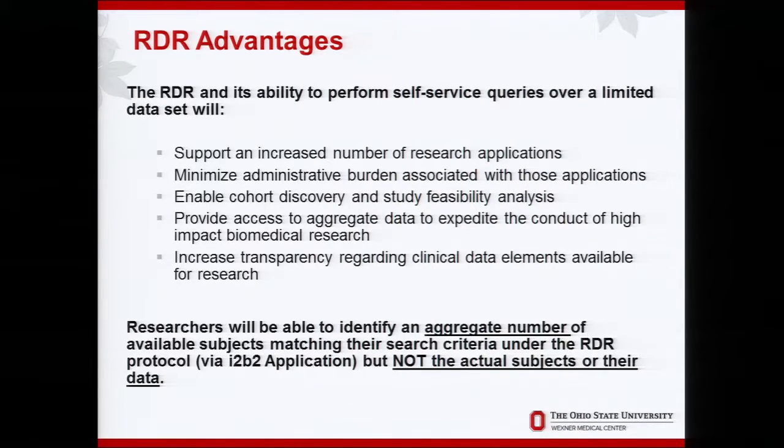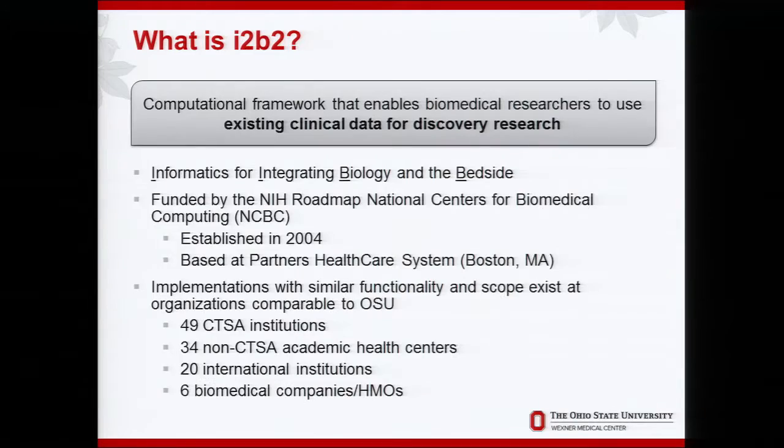So researchers will be able to identify those numbers. When I say aggregated numbers, it's strictly numbers that you're getting out of I2B2. So what is I2B2? It is a computerized framework that enables biomedical researchers to use existing clinical data for discovery. It was funded by the NIH, as part of the roadmap of National Centers for Biomedical Computing.